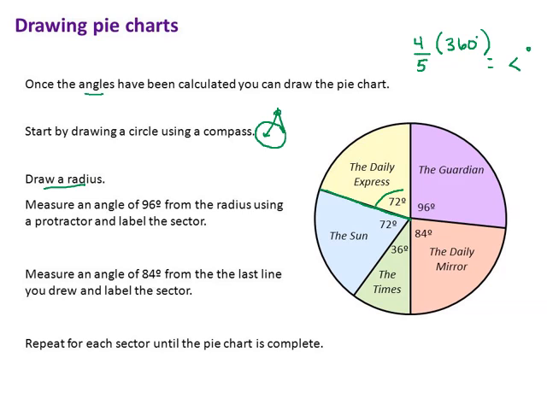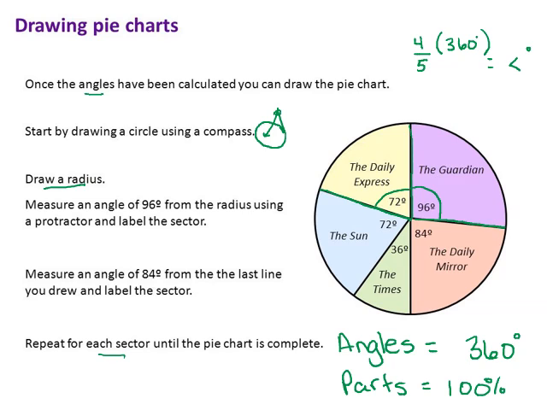So here is your 72-degree angle, and they drew that line, and then they used that line that they just drew to make the next angle, and they used this line to make the next angle, and so on and so on. Repeat for each sector until your pie chart is complete, and remember that your angles have to equal 360, and that all of the parts have to add up to 100% if you're using percents.